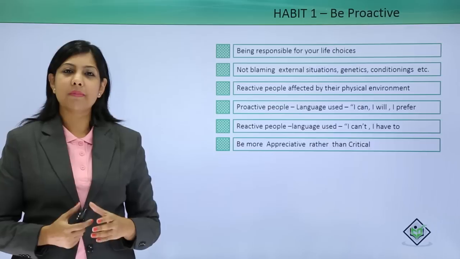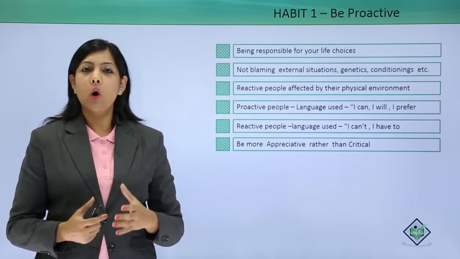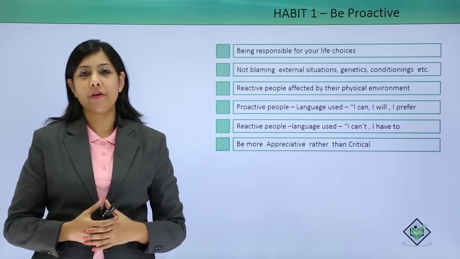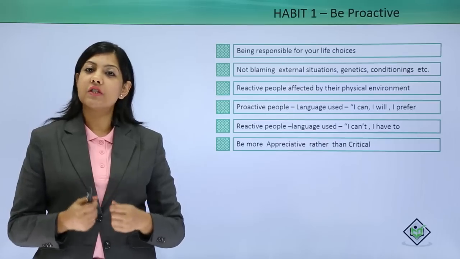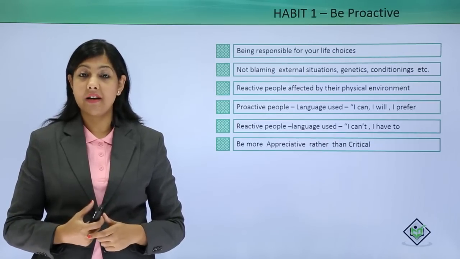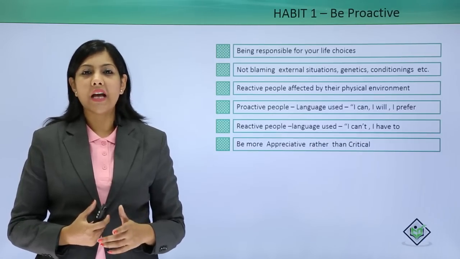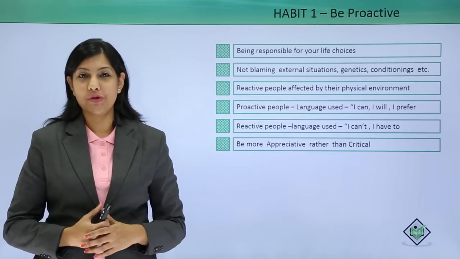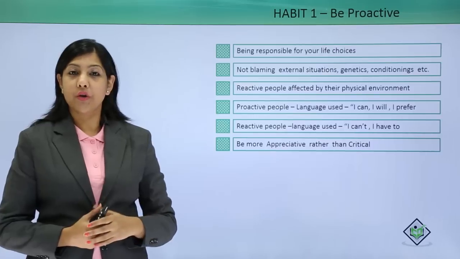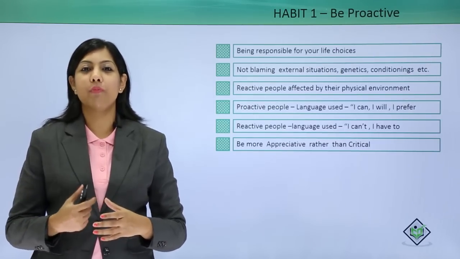Reactive people are always blaming circumstances, conditions, and everything else which is beyond their control. They always stay in a state of self-denial and they never accept the way things are. Proactive people, on the other hand, take responsibility for their actions. These are the people who always use positive language like I can, I will, and I will do it. However, reactive people use language like I can't, I won't be able to. It's important to be more appreciative rather than being critical. And if you are a proactive person, you will always be less critical and more appreciative of people.